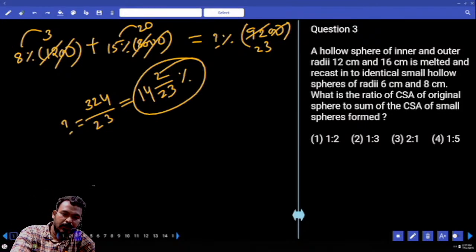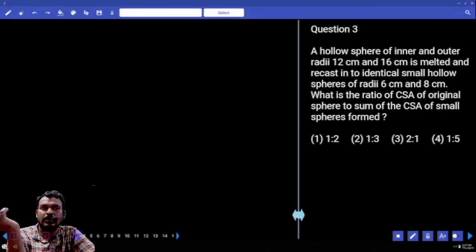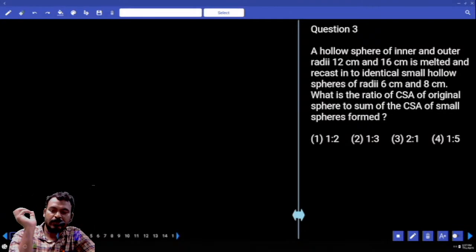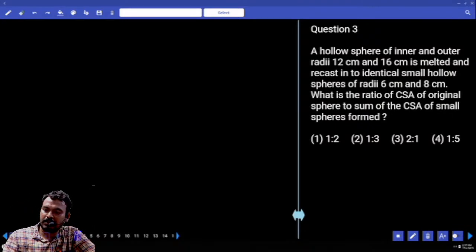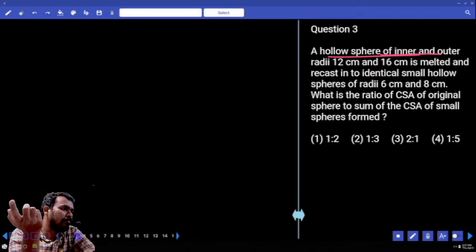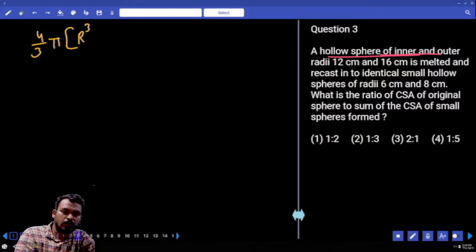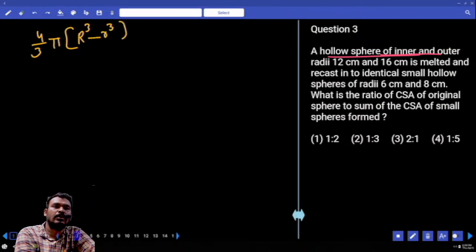Okay. First of all, one larger sphere is converted to a number of smaller spheres. But the first one, the larger one, is a hollow sphere. Hollow sphere means we write outer volume minus inner volume. Outer volume means 4/3 pi capital R cube, or small r cube. Capital R cube minus small r cube. Is it outer volume or inner volume?